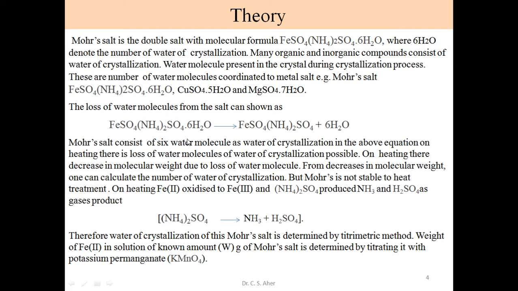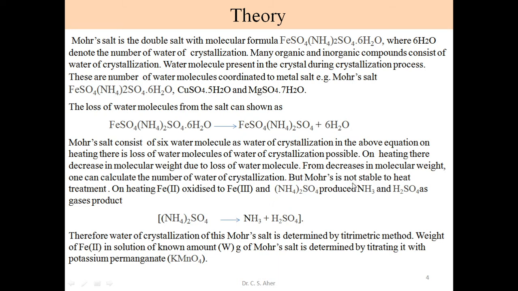By heating the salt, we weigh the salt initially, then we heat it, the water is lost, and again we weigh the salt after heating. This difference in weight is due to the loss of water molecules, so the weight loss is the weight of water molecules, and from that we calculate the water of crystallization. So that is the gravimetric method. But this is very important: why do we choose the titrimetric method?